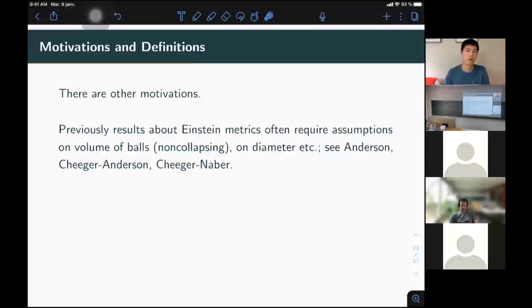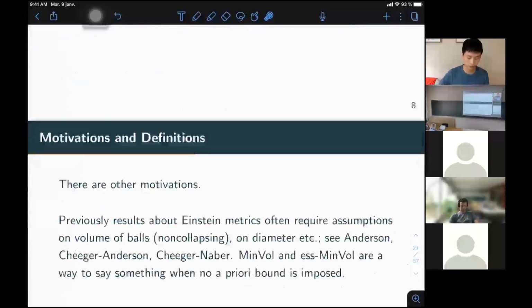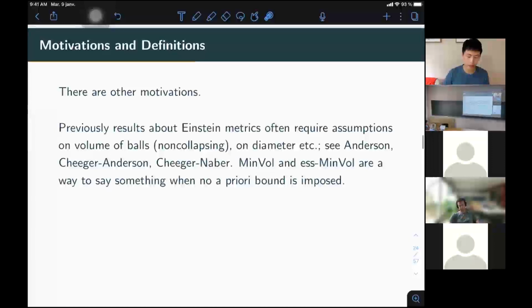It is often useful to require that you have non-collapsing in order to get something that is strong enough. But what we would like to do is to get a result for unbounded families of, say, Einstein 4-manifolds. And so estimating the minimal volume or the essential minimum volume would be a way to say something when you don't have any bounds, say, on the diameter or on the non-collapsing of your metric.